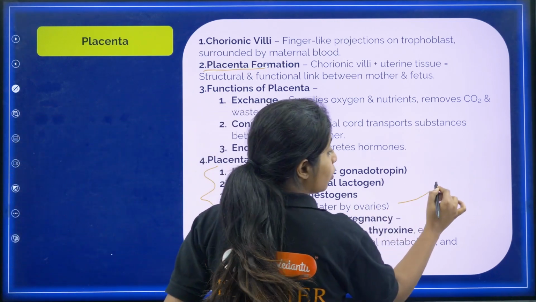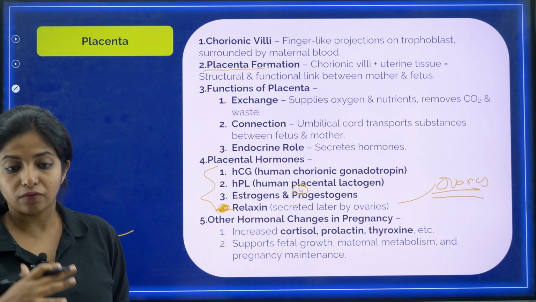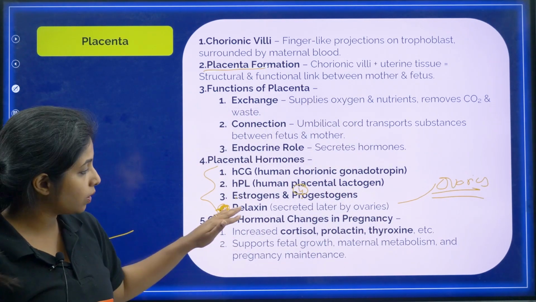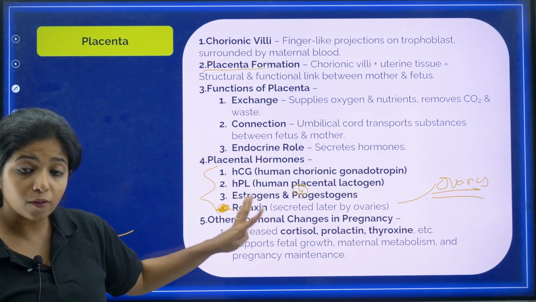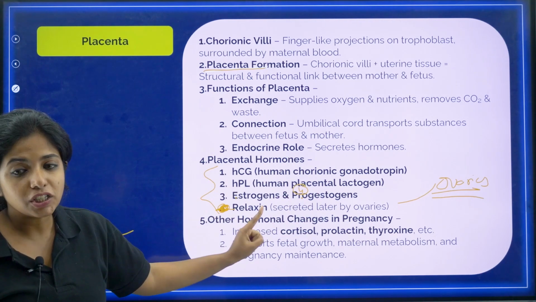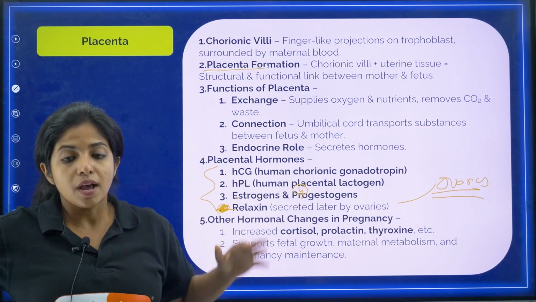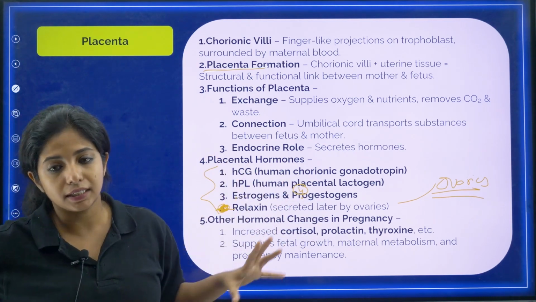It has been released by ovaries, only ovaries, during the latest stage of the pregnancy, that's when relaxin is being secreted. So, placental hormones, if you are asked, are human chorionic gonadotropin, HPL (human placental lactogen), estrogen and progesterone. Estrogen and progesterone are already being released by ovaries, but the placenta also releases them.